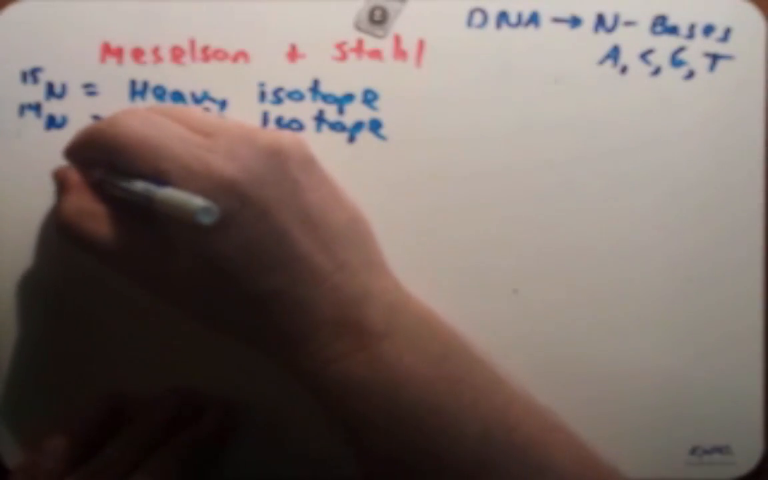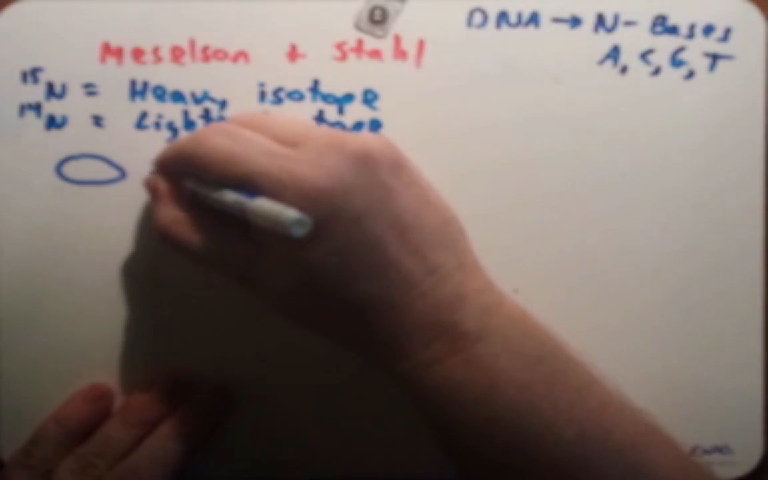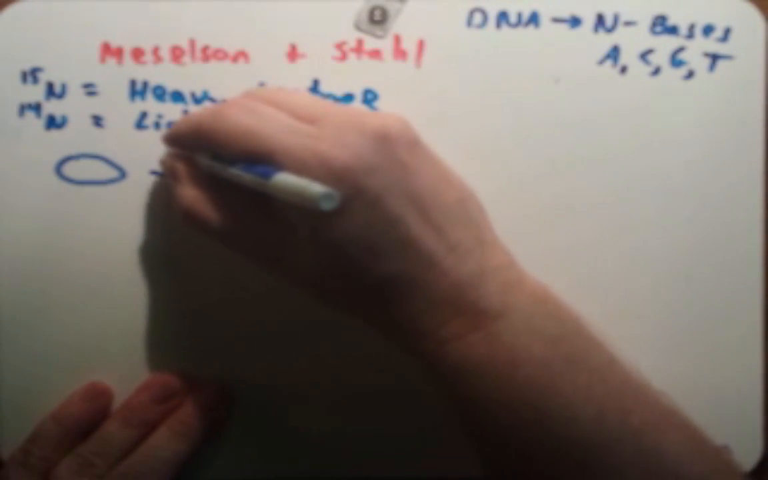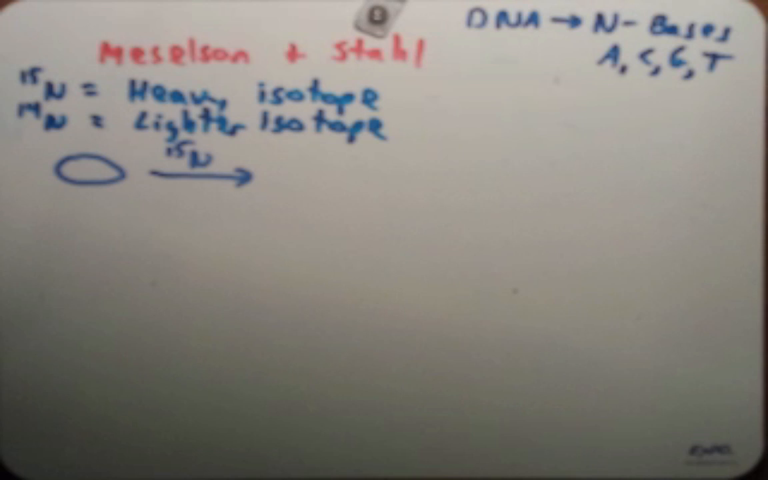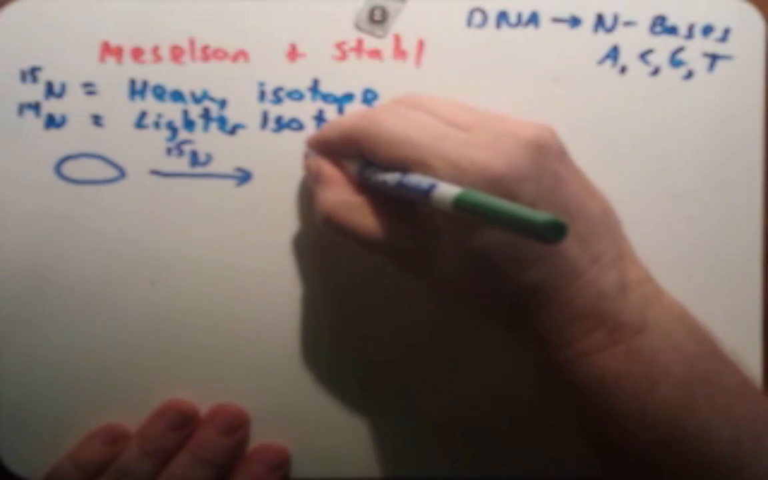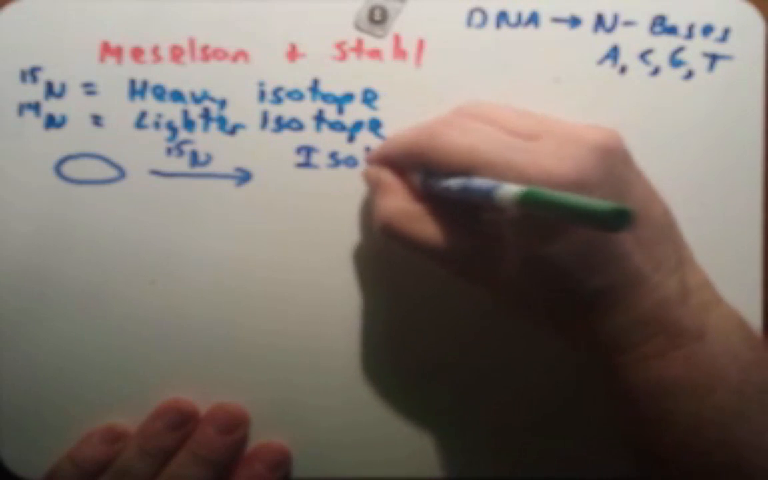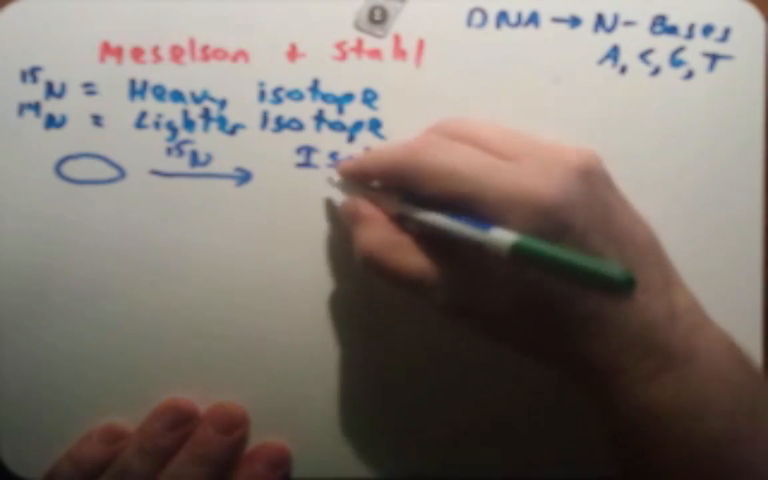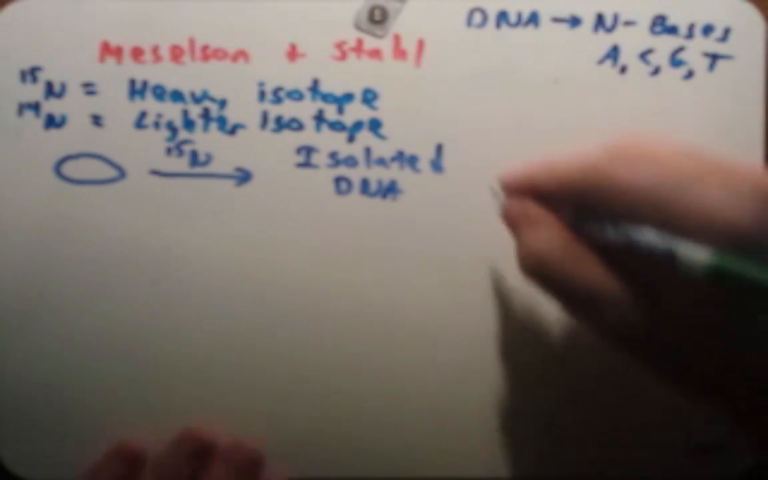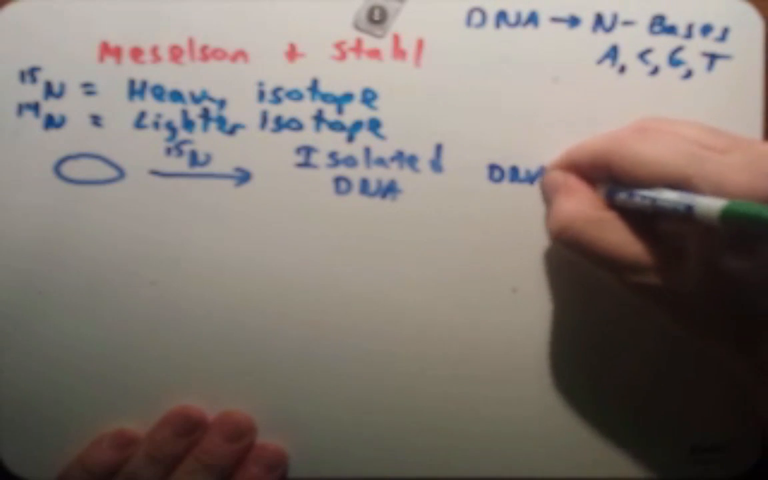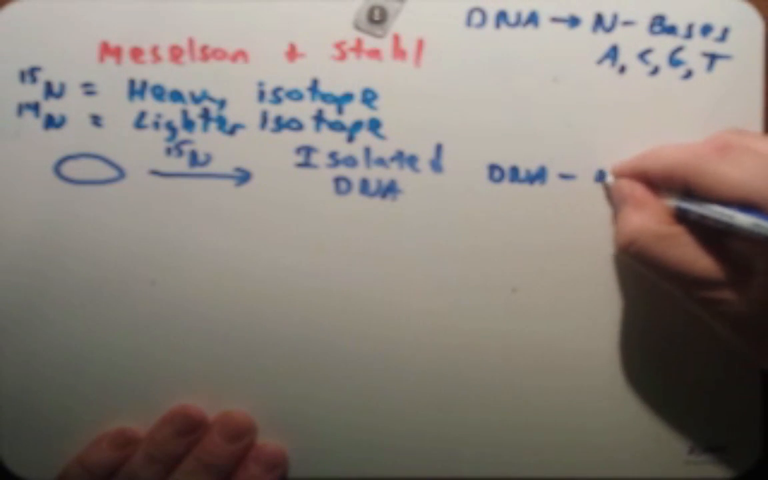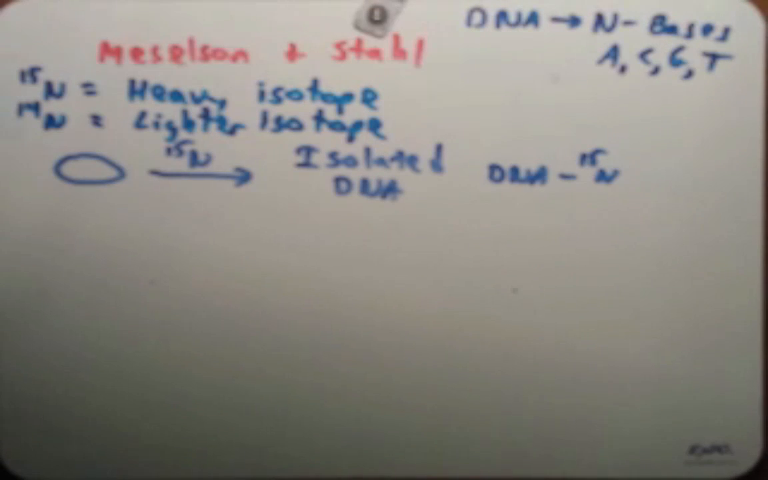They knew if they grew an E. coli cell in the presence of the heavy isotope, and you let this grow for many generations, hundreds of generations, nearly all of the DNA would be composed of this heavier isotope. And they knew if they opened up the cells and isolated the DNA, they would have a collection of DNA that was of the higher isotope, so a heavier DNA. Overall, this DNA would be heavy.